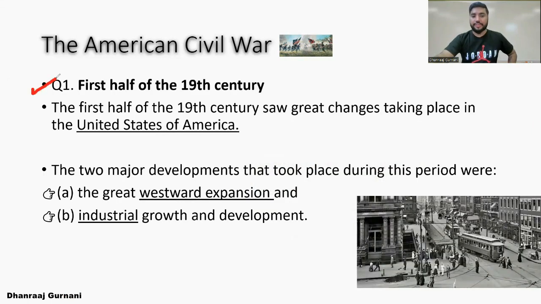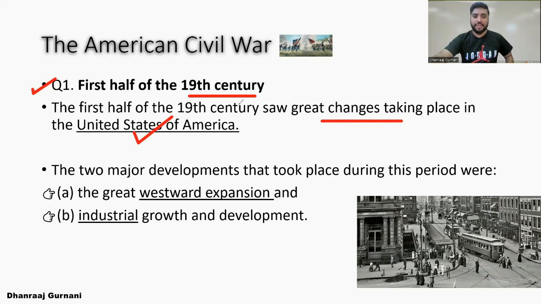Let's see the first question of the chapter. We speak about the first half of the 19th century. The first half of the 19th century saw great changes which took place in the United States of America. So two things. Number one, we are speaking about a 19th century timeline. Number two, as the name of the chapter says, American Civil War. So we are going to speak about the United States of America. 19th century and USA: this is where the chapter is located geographically and on the timeline.